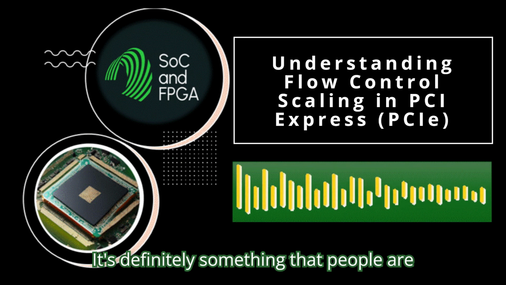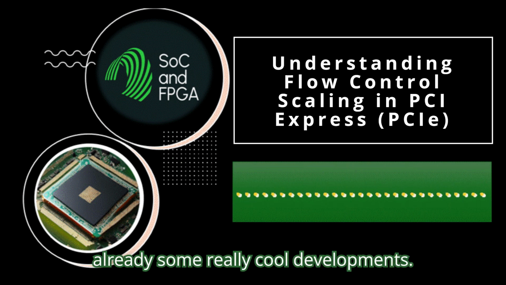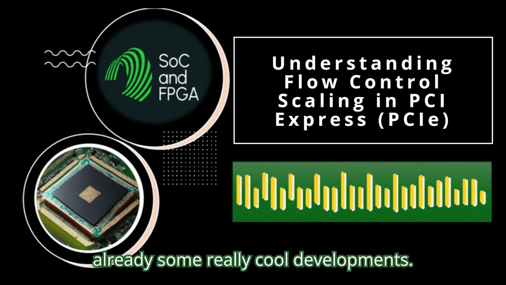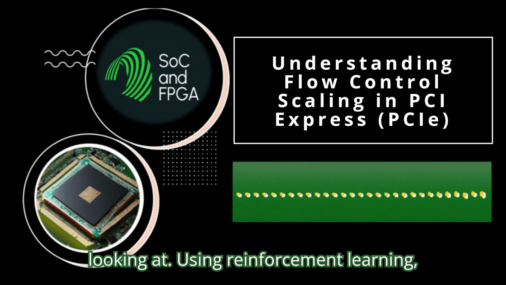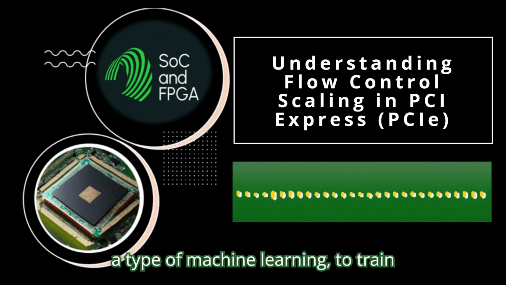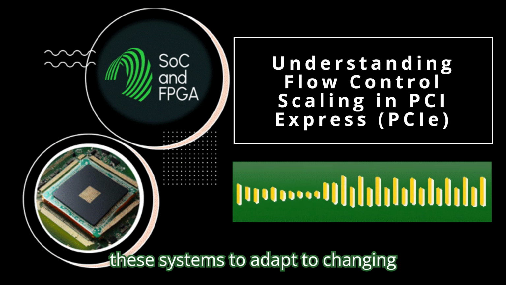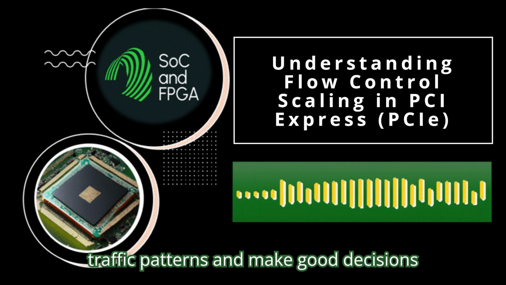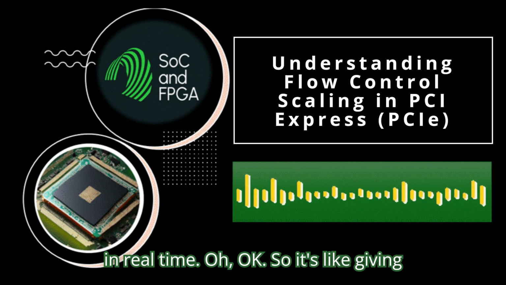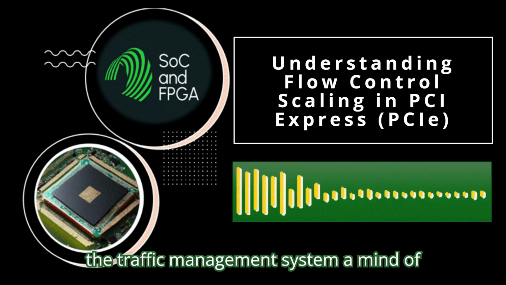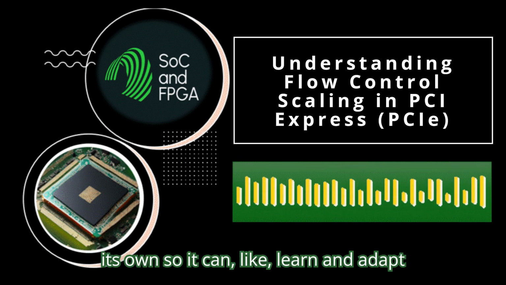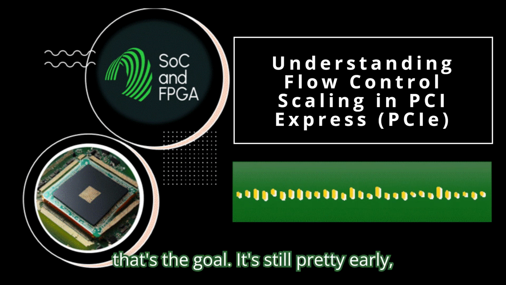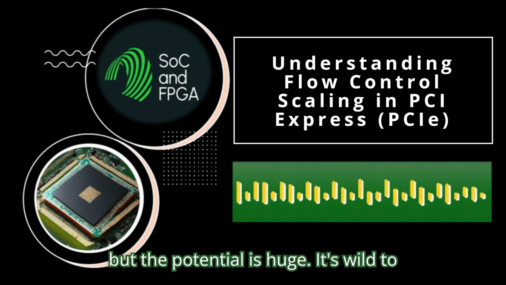It's definitely something that people are actively researching, and there are already some really cool developments. For example, some folks are looking at using reinforcement learning, a type of machine learning, to train these systems to adapt to changing traffic patterns and make good decisions in real time. Oh, okay. So it's like giving the traffic management system a mind of its own so it can learn and adapt without us having to step in. Yeah, that's the goal. It's still pretty early, but the potential is huge.